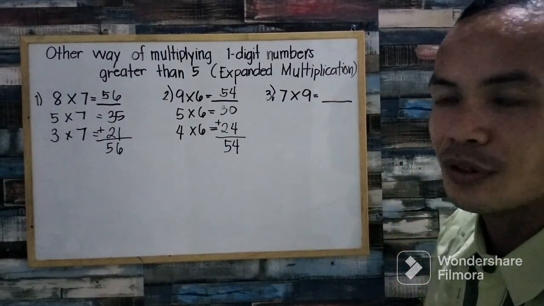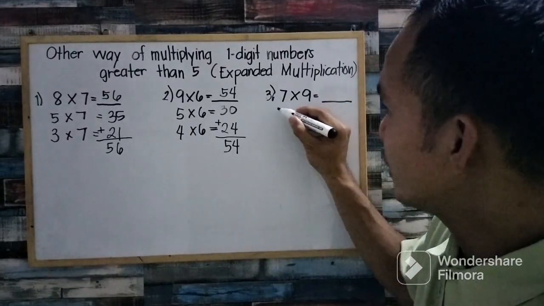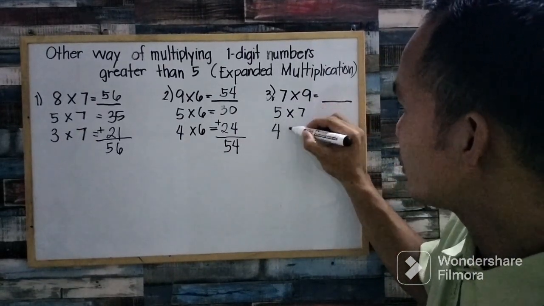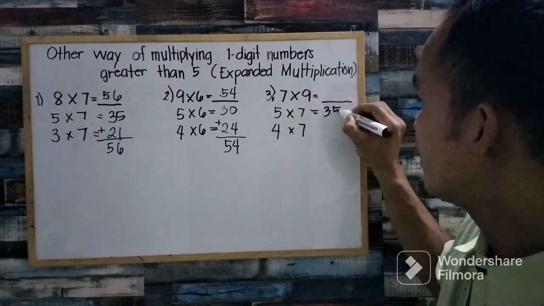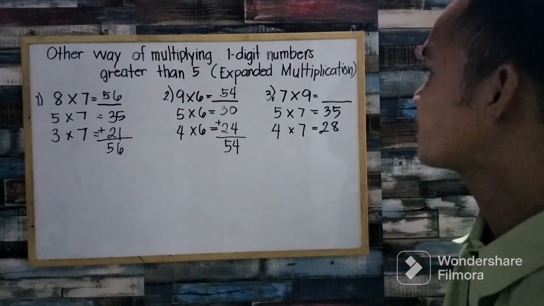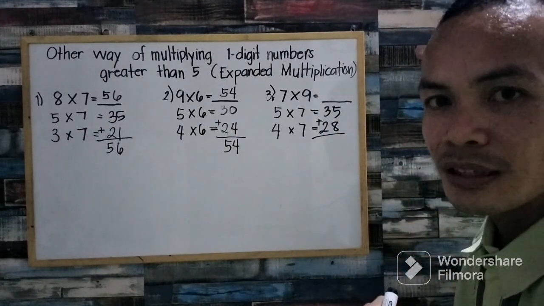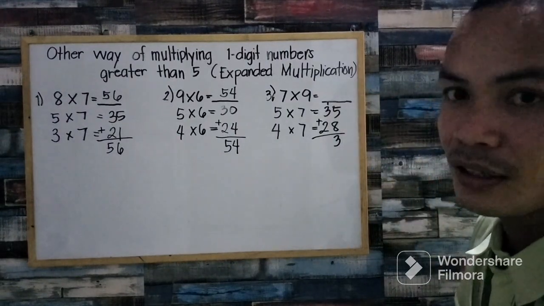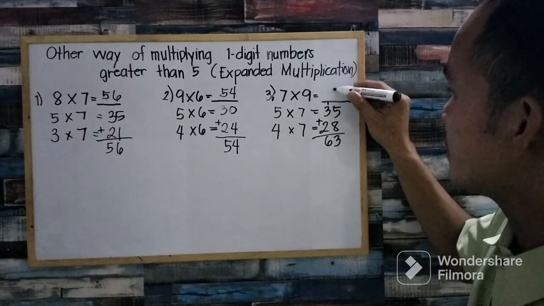7 times 9. Okay? Pipiliin natin yung malaki. So, 9 is bigger. So, ang gagawin natin kay 9 is 5 and 4. Multiply natin by 7. So, 5 times 7, that is 35. 4 times 7 equals 28. Alright? And i-add natin yan. 5 plus 8, that is 13. Then, 1 there. So, that is 6. So, the answer of 7 times 9, that is 60.